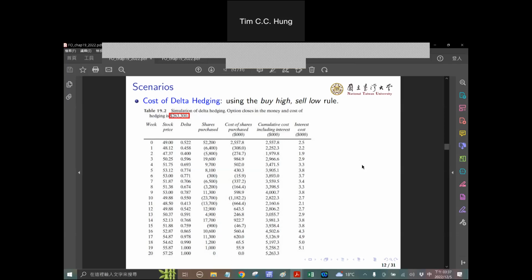Previously we had this many shares at this price. Now we want to sell this many shares at this price. Basically, multiply the two and you get this: the dollar value that you gain from selling 6,400 shares of the underlying stock. Okay, so that's what happens on week 1.